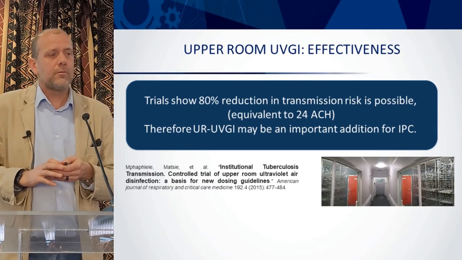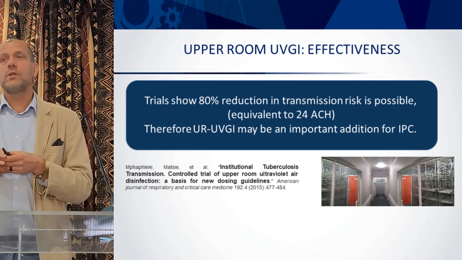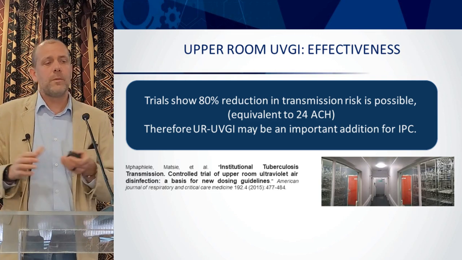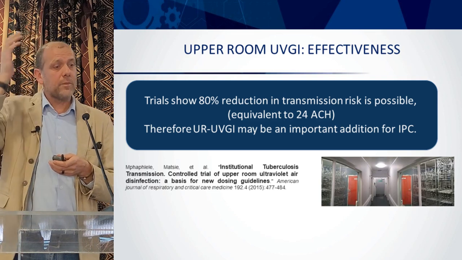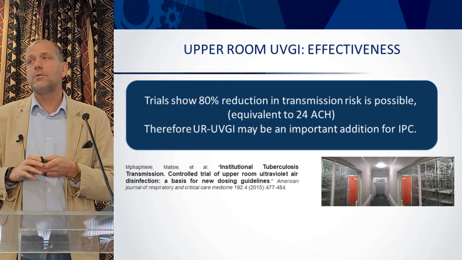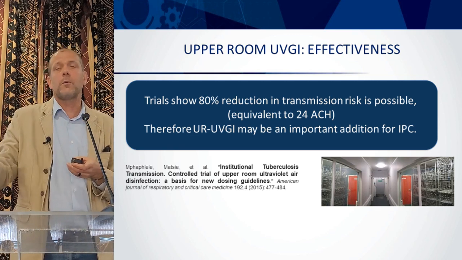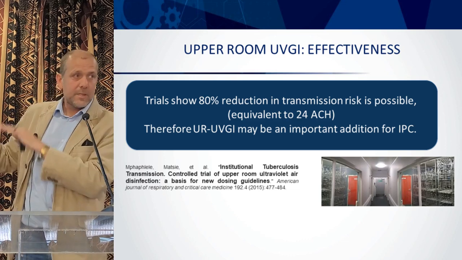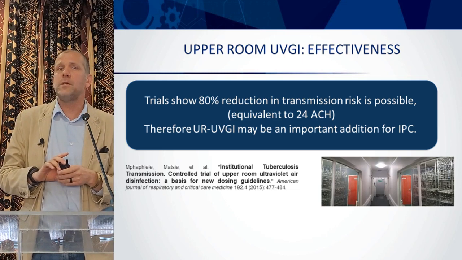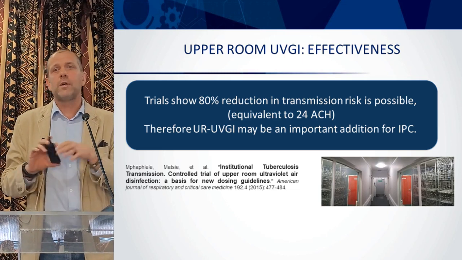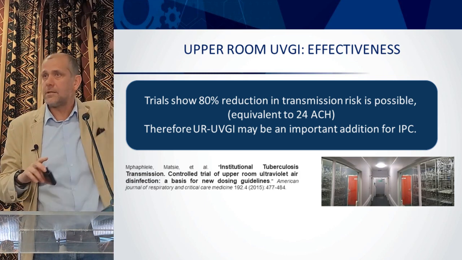Trials done in South Africa, seminal trials, I think a very important study, show that an 80% reduction in transmission risk is possible. That is equivalent to about 24 air changes in that study. So upper room UVGI may be an important addition to IPC. I spoke about 254 nanometer very briefly, and I spoke about 222. This study was upper room UVGI, which is 254 nanometer. The device we've got in the back of the room is a 254 nanometer. It has some inherent risks, which is why we keep that UV out of the occupied zone and in the upper room. So when we talk about upper room UV, it's that.